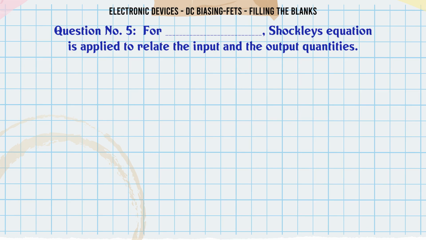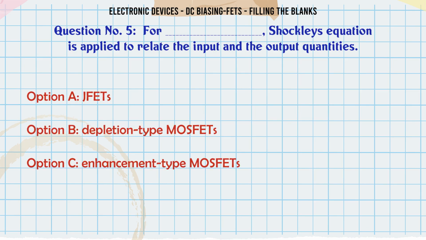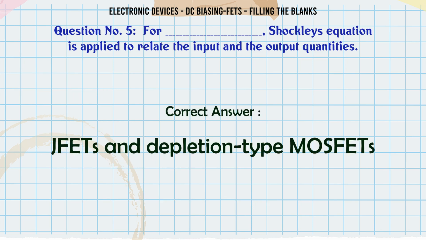Shockley's equation is applied to relate the input and the output quantities for A. JFETs. B. Depletion-type MOSFETs. C. Enhancement-type MOSFETs. D. JFETs and depletion-type MOSFETs. The correct answer is JFETs and depletion-type MOSFETs.